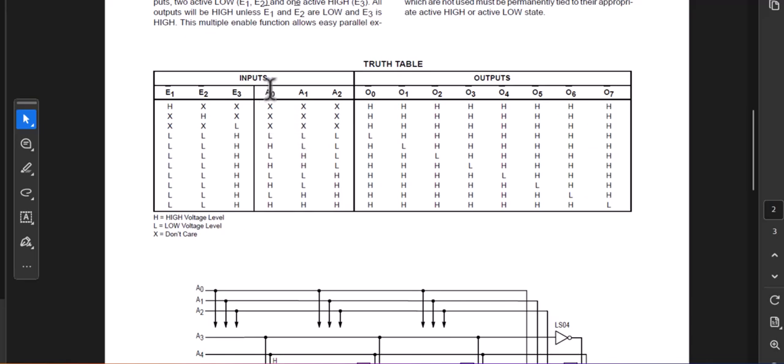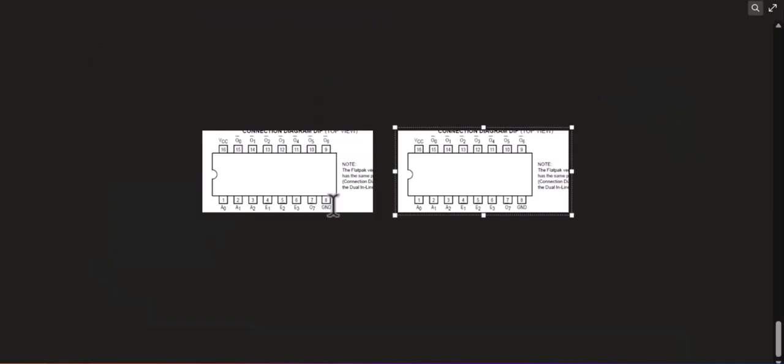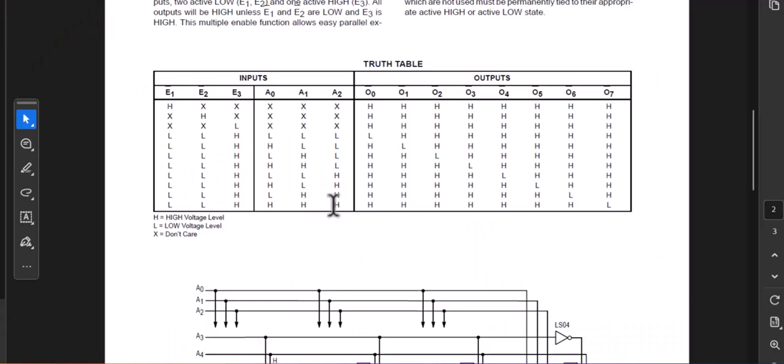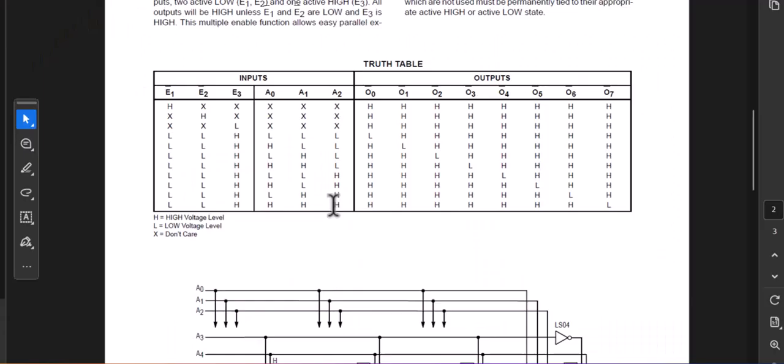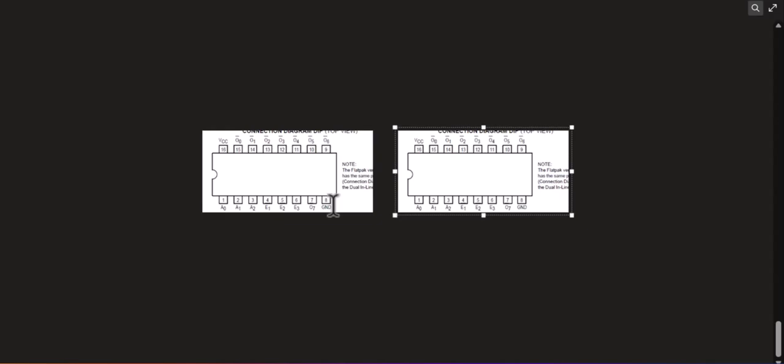And your inputs are A0, A1, A2. And are those also reverse of what we want? No. Okay, so what did I just say? E1, E2 low, E3 high. So we need 2? Yep.